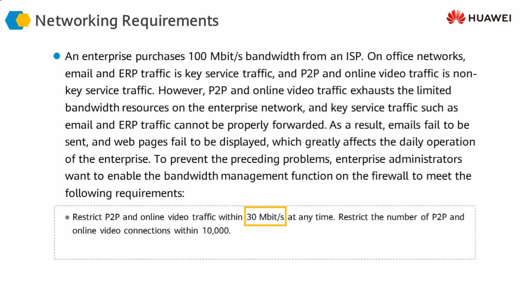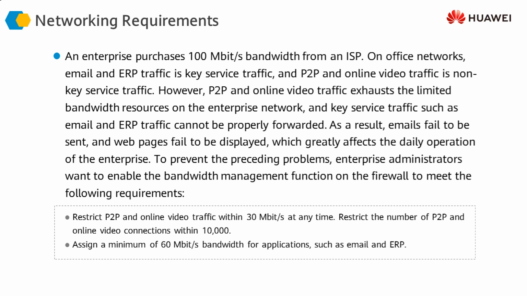We want to limit the maximum bandwidth available to P2P and online video to 30 megabits per second at any time, and restrict the maximum number of connections to 10,000. On the other side, for ERP and email traffic, we want to give a guaranteed minimum bandwidth of 60 megabits per second. So these are the two types of resource allocations that we want to do for the two types of traffic we are looking at: email and ERP, and P2P and online video.